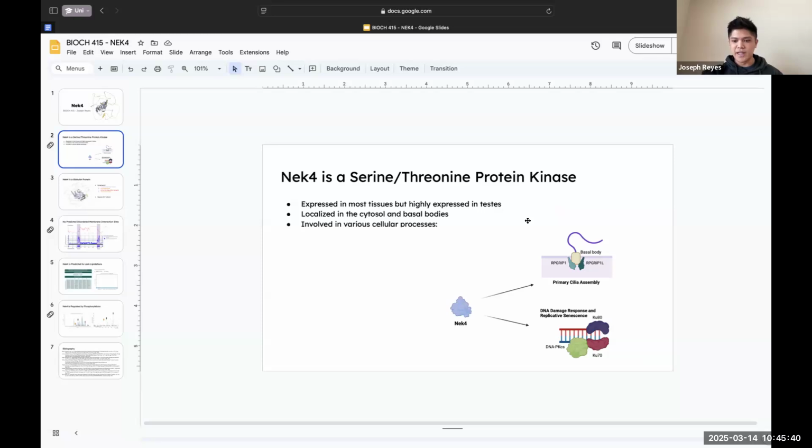And this leads to a downstream activation of the p53 tumor suppressor and signaling for apoptosis and replicative senescence, which just means that it limits the number of times that the cell is able to replicate after that point. And lastly, it's also involved in microtubule stability, but the mechanism has yet to be elucidated.